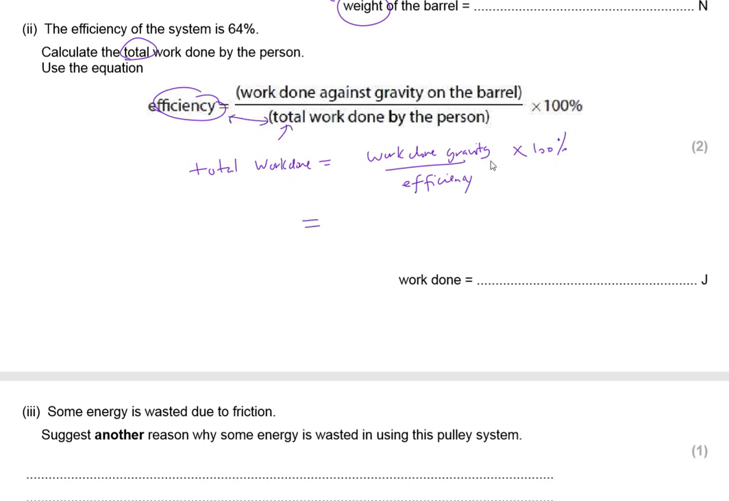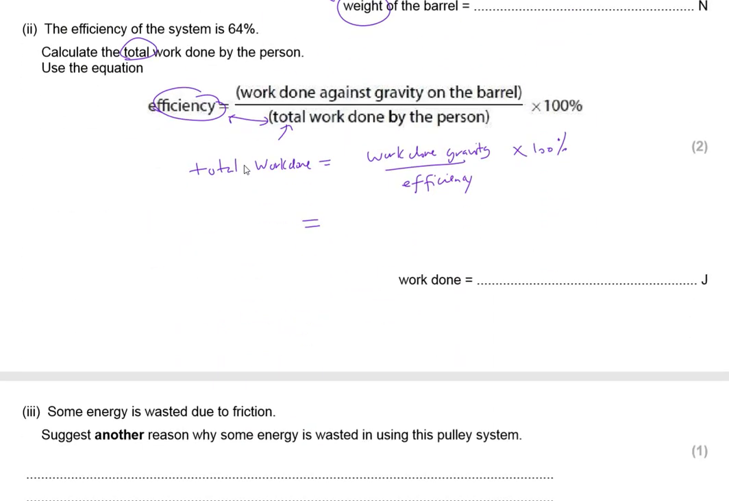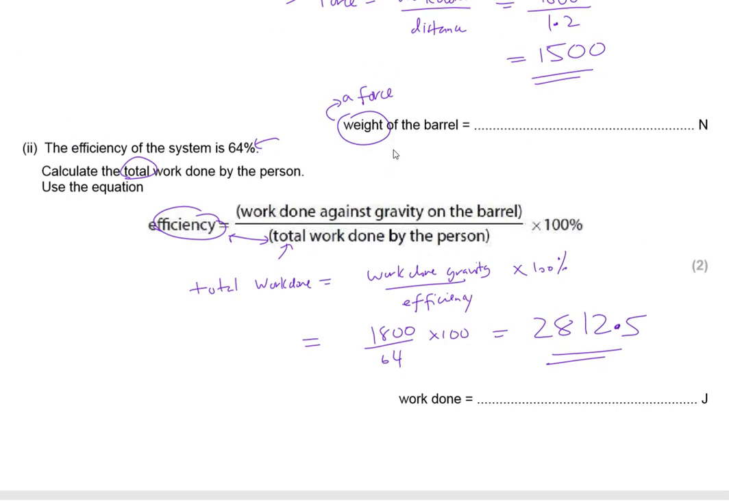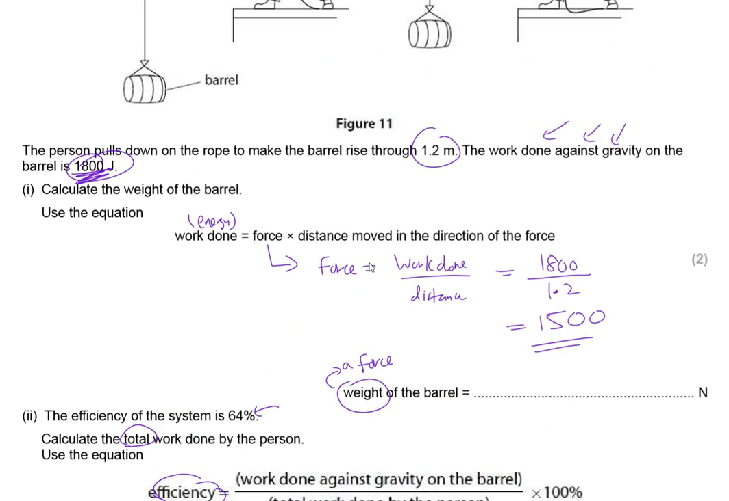So now, the work done against gravity is what? We know that the work done against gravity is 1800. The question tells you 1800. But the efficiency is 64, multiplied by 100. Therefore the answer is 2812.5. Again, if you got this wrong, you need to wake up. You don't even need to remember the equation. You're just rearranging and putting the numbers in.